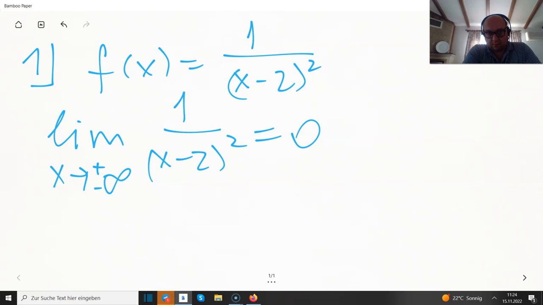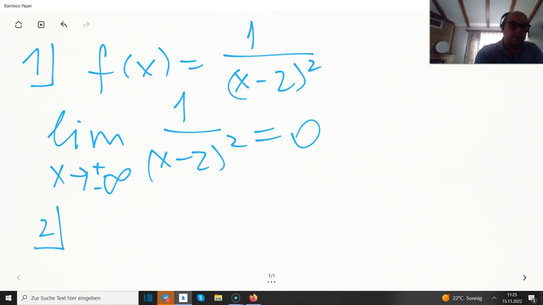Why? Well, if x is increasing, we're dividing by a bigger number, which is getting bigger and bigger, and 1 remains still, so 1 divided by the huge number is running towards 0. So the asymptote in this case is the x-axis itself.